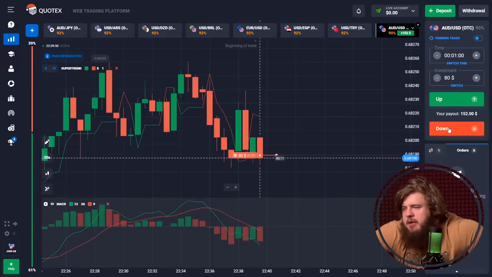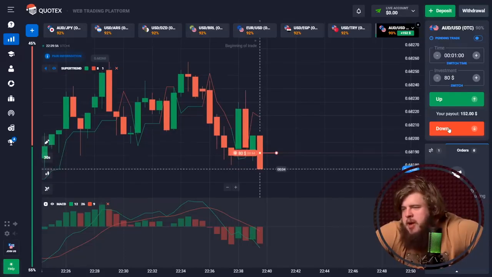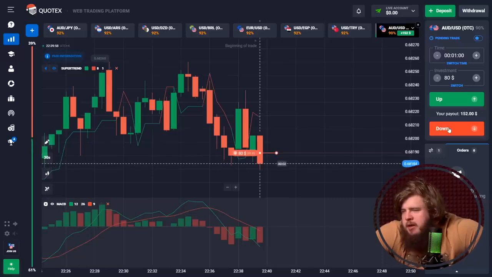We have invested our first 80 bucks. As you can see, the SuperTrend indicator together with MACD are showing us that price will highly likely drop right now. That's why we have opened a sell position.